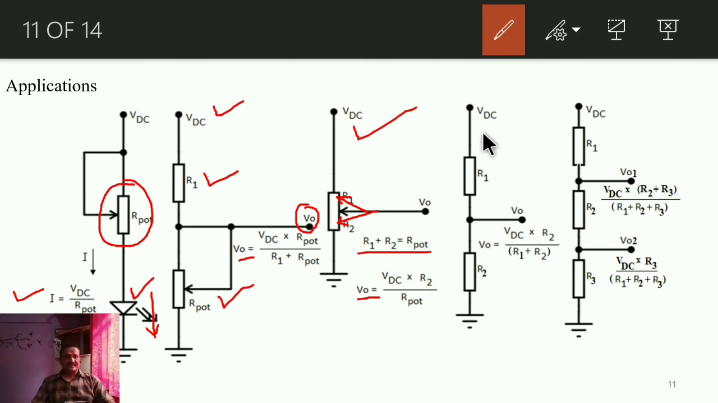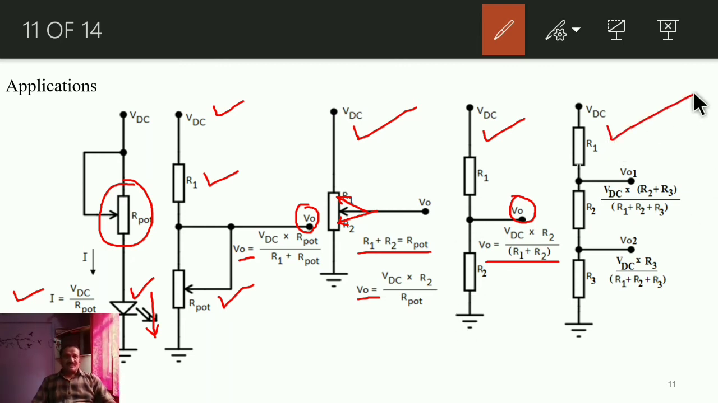Now in the next circuit diagram, a simple voltage divider is there using fixed resistors R1 and R2, and by using the voltage divider rule we can determine the node voltage or obtain the output voltage between the series combination of the two resistors.